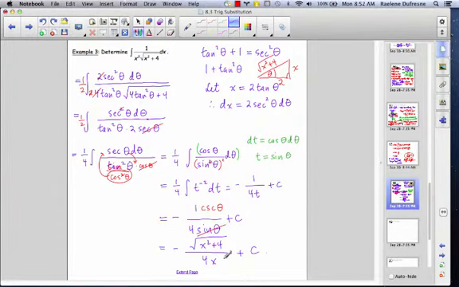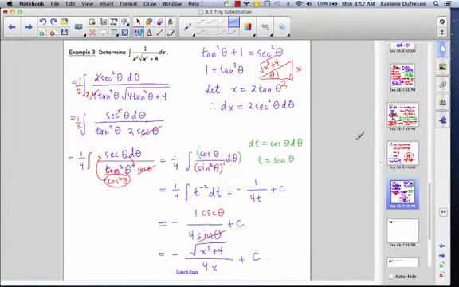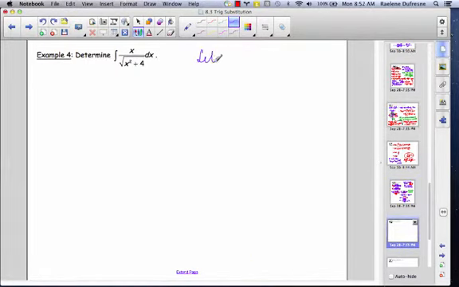Again, let this be a function or let this be y, take its derivative, and confirm that we get the integrand function in the original question. In example 4, we want to determine the integral of x over the square root of x squared plus 4 times dx. Well, it looks like x squared plus 4, the same as the previous one, so we might start off by saying let x equal 2 tan theta.